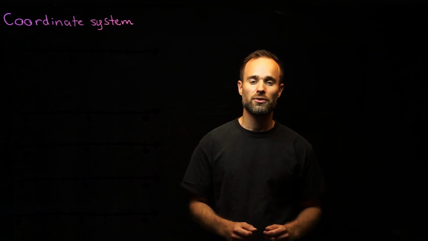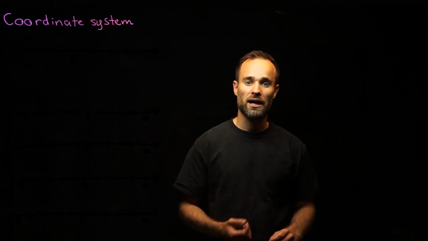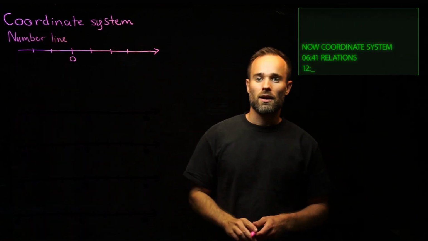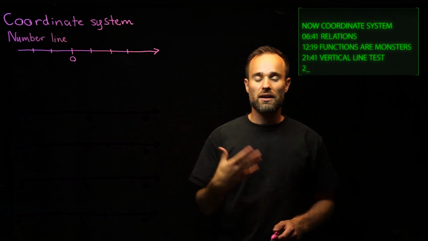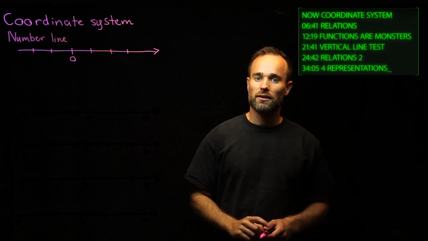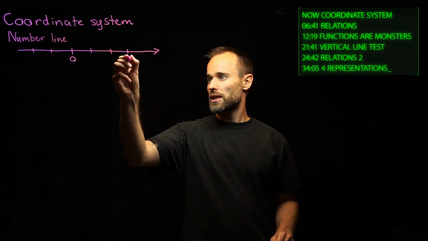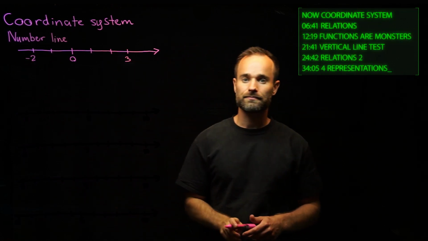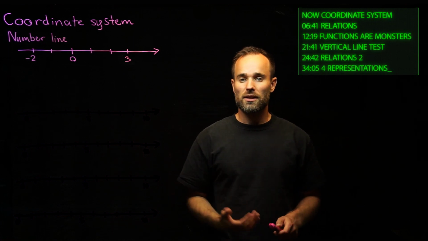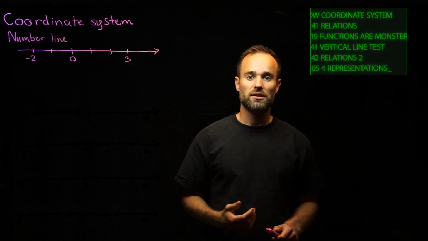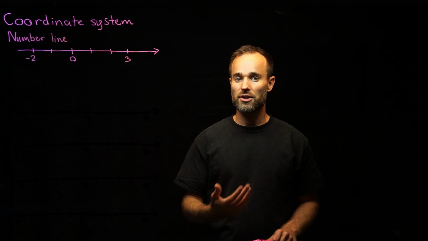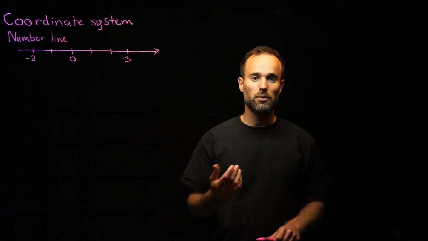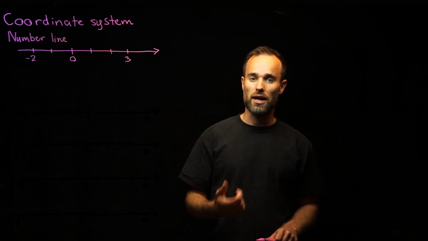I assume most of you are familiar with the real number line. On this line, every real number is represented. For example, 3 is here and -2 is here. The coordinate system is a rather ingenious invention to visualize relations between two variables. Consider the following simple relation between the two variables x and y.